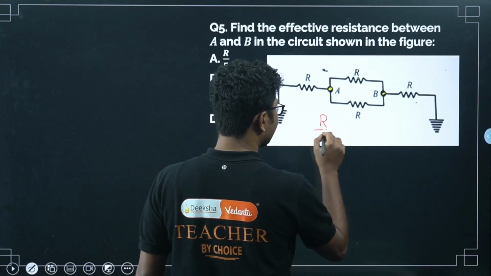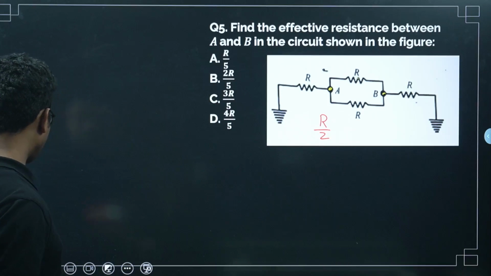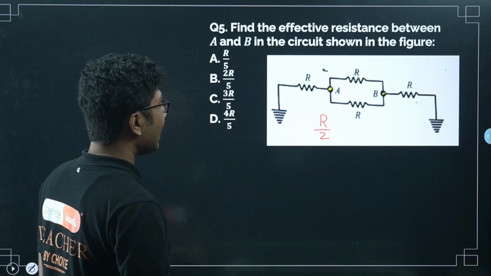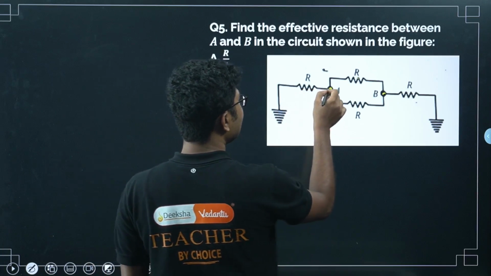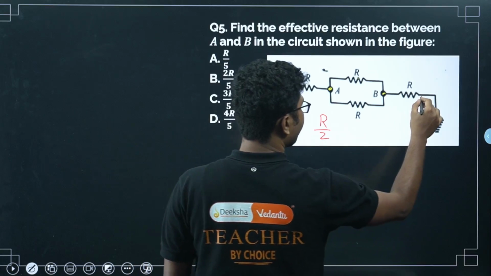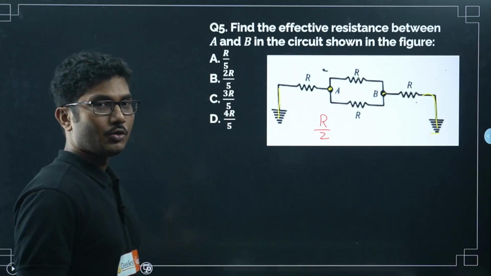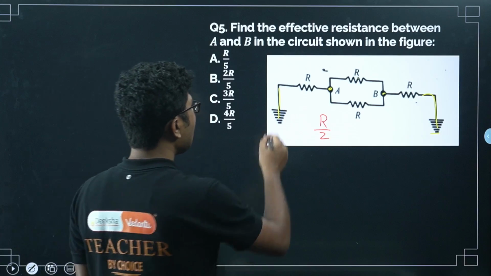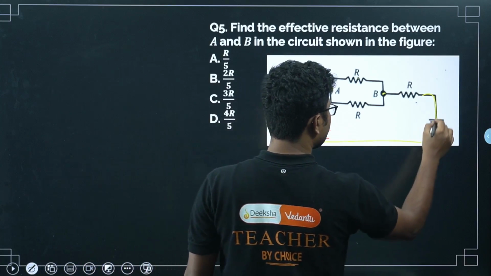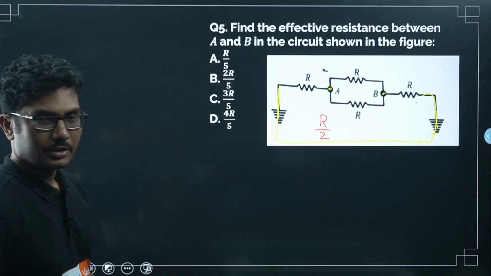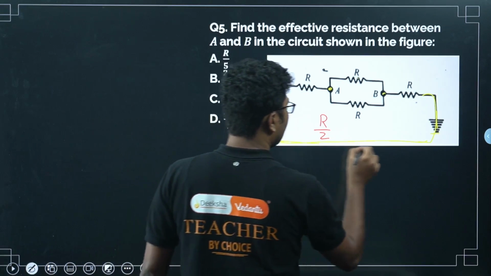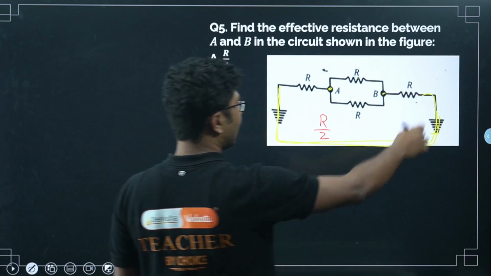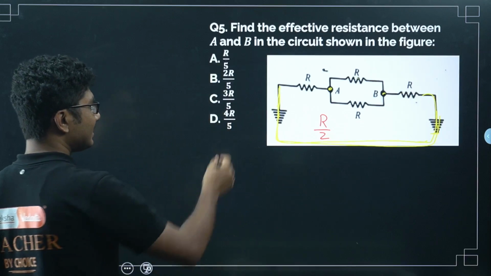Someone who framed this question must have thought that students will be confused by R by 2, so they have not given it. But the catch is that if you see, these two resistances are connected to the ground. Both of them are connected to a common potential. I will not say ground, they are connected to a common potential. So what is the meaning of that? You can extend this line and consider them connected like this, zero potential, right? So we can consider them as connected internally through this channel, right?